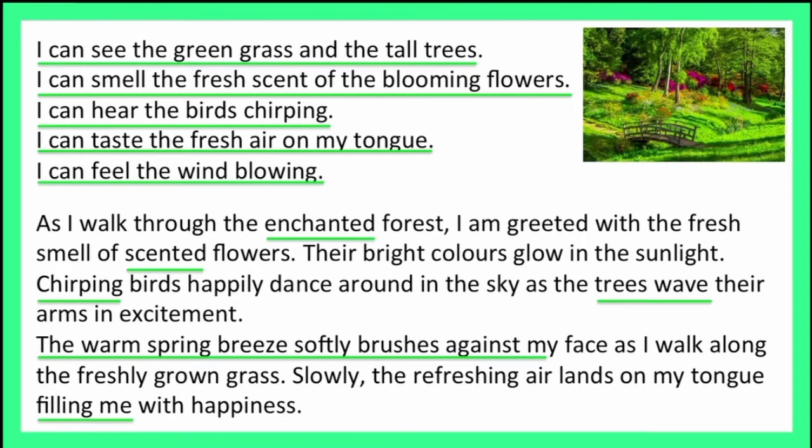Now let's figure out why this description is way more effective than the basic one. Here are some examples. The use of the adjective enchanted suggests that the forest is magical and fascinating. And the adjective scented gives the reader an idea of how nice the flowers smell. The use of the verb chirping brings life to the picture, helping to create a feeling of happiness and delight. By giving the trees human qualities, such as the trees wave, it further emphasizes how vibrant and full of life the atmosphere is. This is an example of personification.